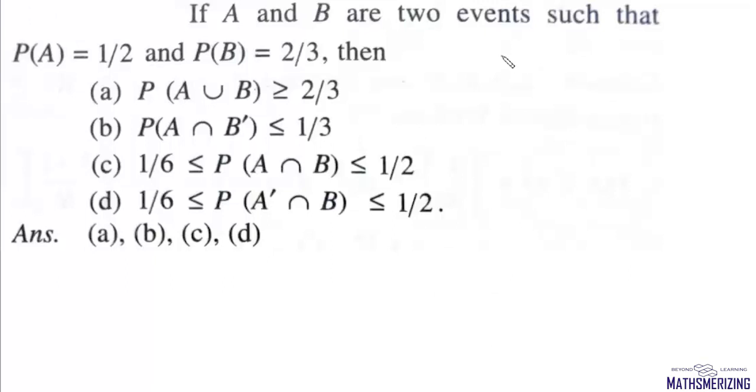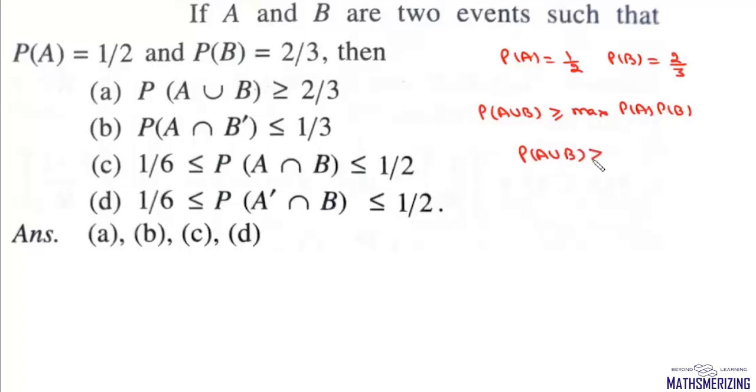Now the question is, probability of A is 1 by 2 and probability of B is 2 by 3. Now we know that P A union B is always greater than or equal to maximum of PA and PB. Now maximum of PA and PB is PB. That means probability of A union B must be greater than or equal to 2 by 3. And we know that any probability is always less than or equal to 1. That means this option A is correct.